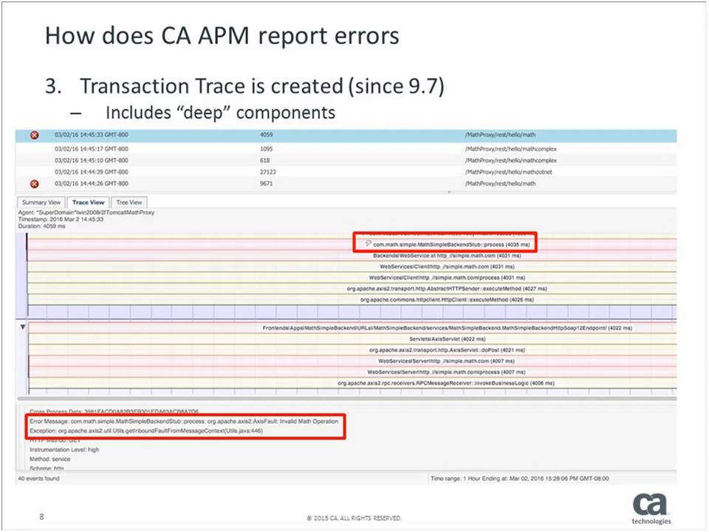So we have three things. We have the errors per interval metric, we have the error snapshot, and since 9.7, you have automatically a transaction trace for an error.